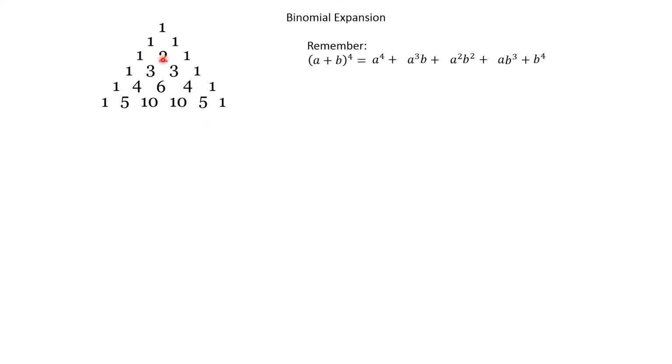So 1 plus 1 is 2. 1 plus 2 is 3. 3 plus 3 is 6. 4 plus 6 is 10. 1 plus 4 is 5. And we can continue that as far down as we want. And so that's how it's created.